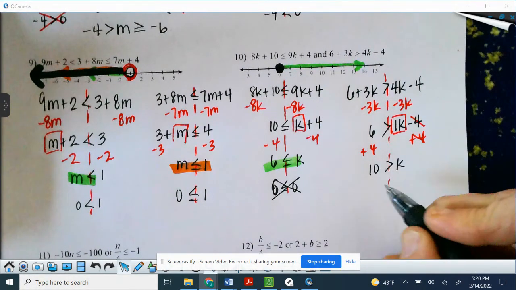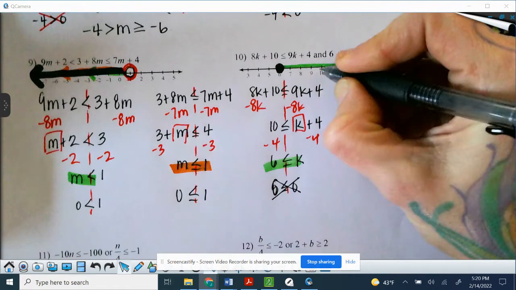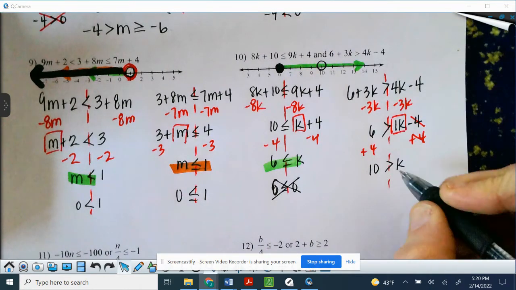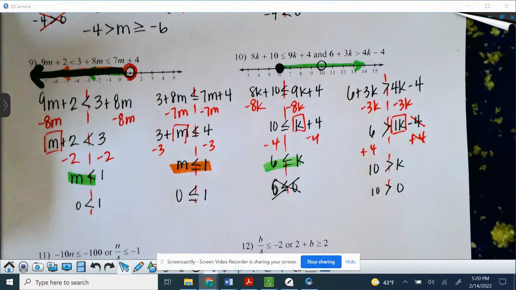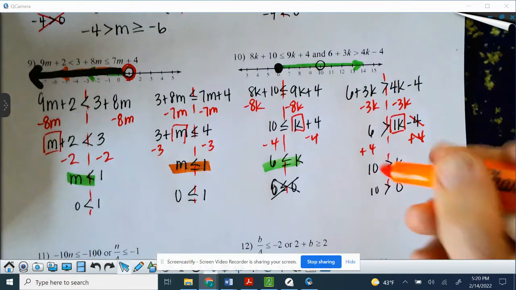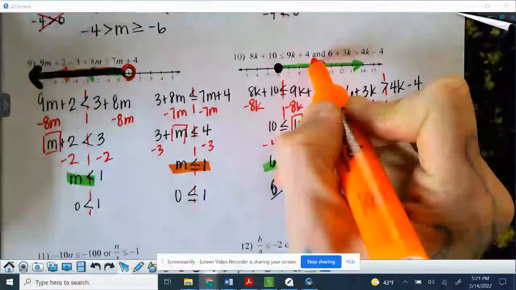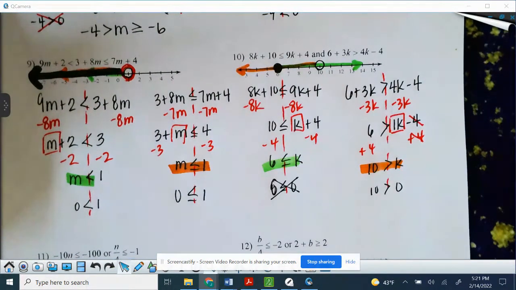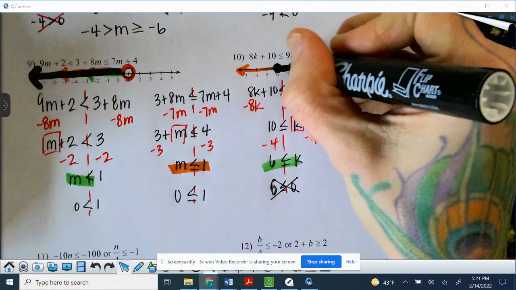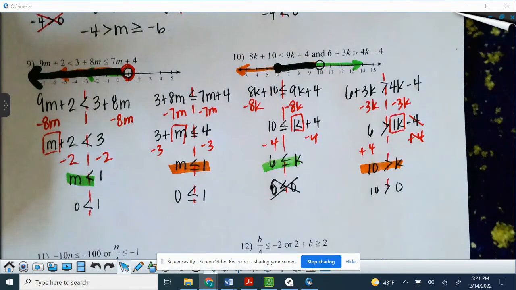So I'm going to go up to 10 and do an open circle at 10, because there's no equal to. We can do our test point. Is 10 greater than 0? 10 is greater than 0, so we are going to shade towards 0, which is going to be this way. And again, your solution is just the overlap. So solid circle to open circle. In this case, the green and the orange do not mean anything anymore.